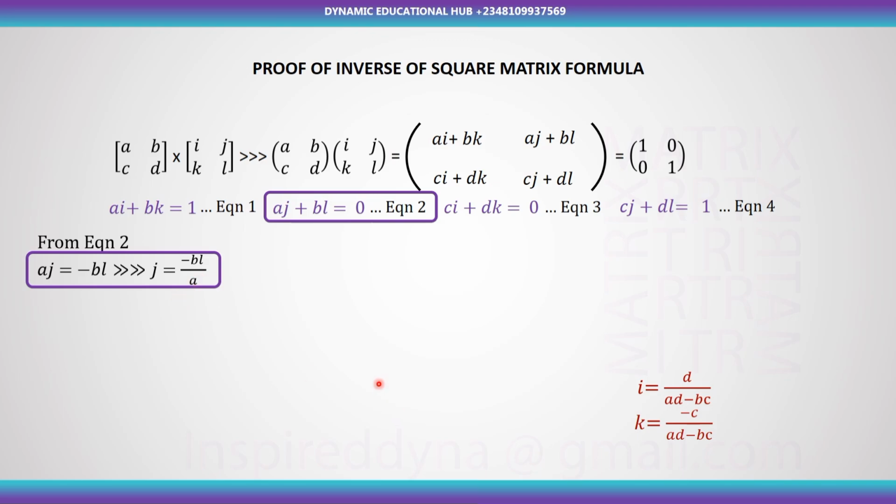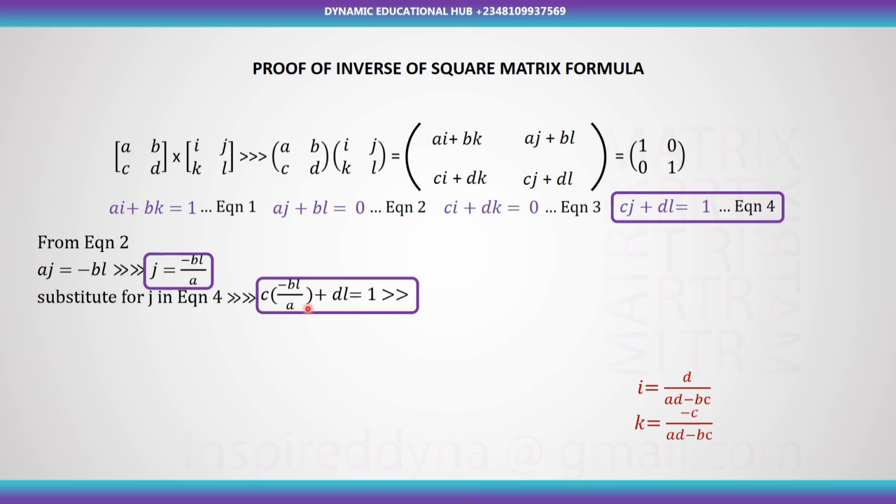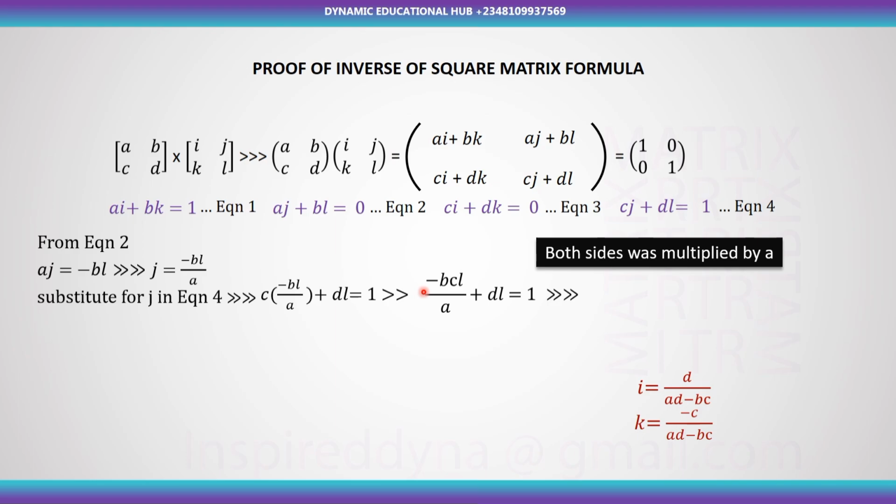Is that correct? And the next thing to do here is we substitute for J in equation 4. Just put this and dump it in equation 4. This is equation 4. Where we see J, we put minus BL over A. Now you have C, you have your J, which is minus BL over A, plus DL is equal to 1. Now expand that. When you expand that, you get minus BCL over A plus DL is equal to 1.